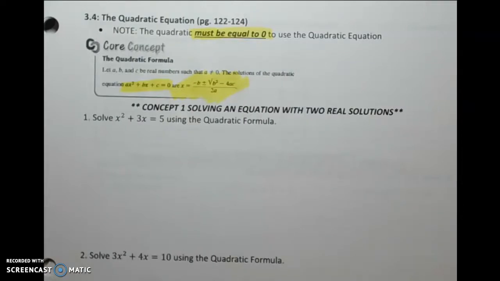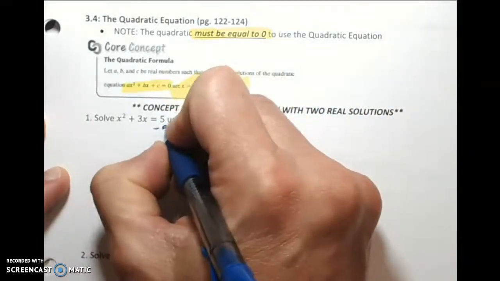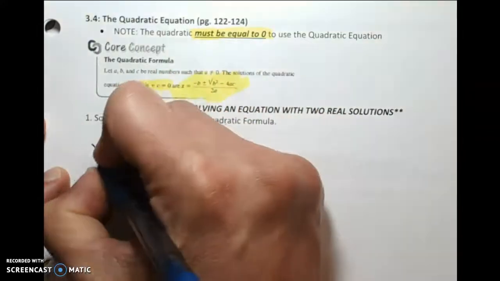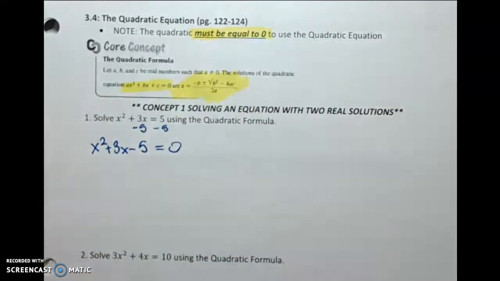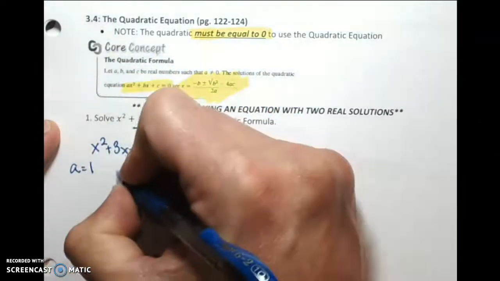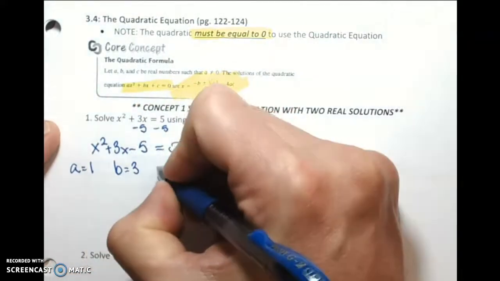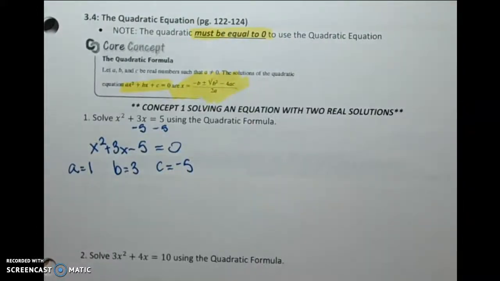Alright, so let's just get to it. We can solve the quadratic equation for two real solutions. The first thing I need to do is get 0 on one side of the equation, so I'm going to subtract 5 from both sides, giving me x squared plus 3x minus 5 equals zip. Then, you don't have to, but if you need to, represent a is 1, b is 3, and c is negative 5. I'm going to plug it into this quadratic formula right here.